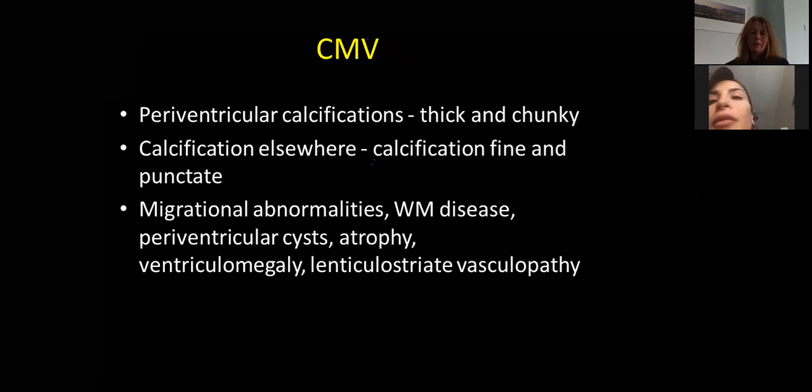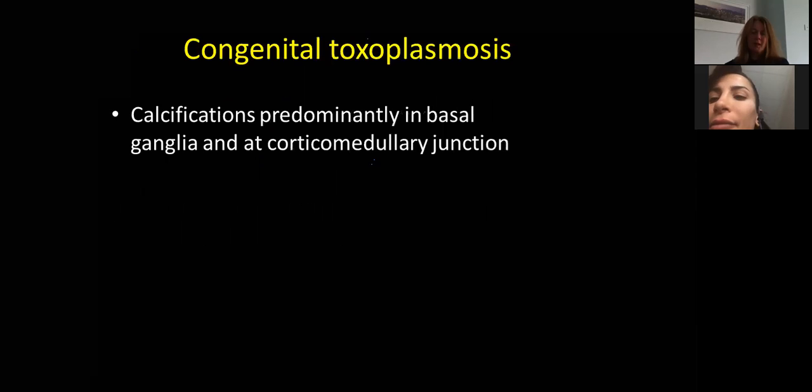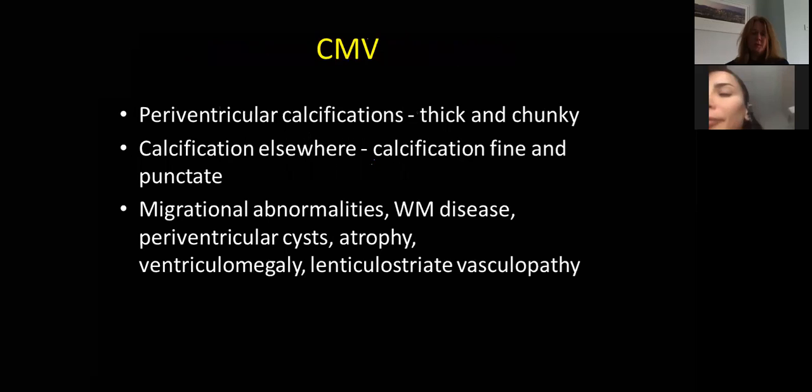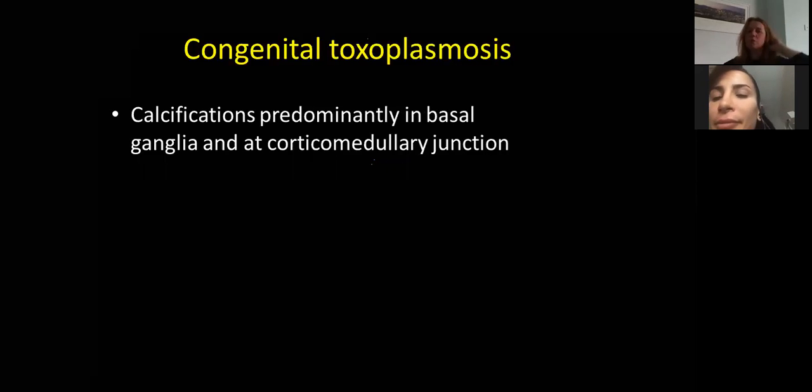CMV, if you have calcification, it tends to be periventricular and it tends to be thick and chunky. And the rest of the calcification is kind of fine and punctate. And if you've had CMV in utero, for example, you're going to have other abnormalities probably. So I won't go through them, but it's not just calcification if you've had CMV. Toxo tends to be basal ganglia and corticomedullary junction. So pattern of calcification can help. CMV, as I say, periventricular, and with other lesions, and toxo, basal ganglia and peripherally.